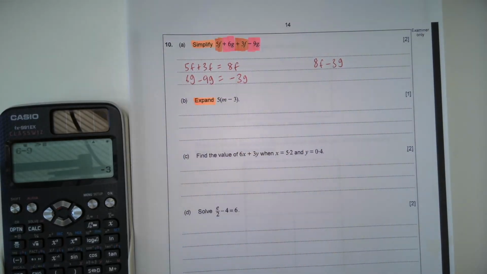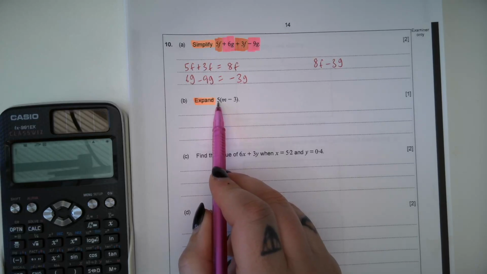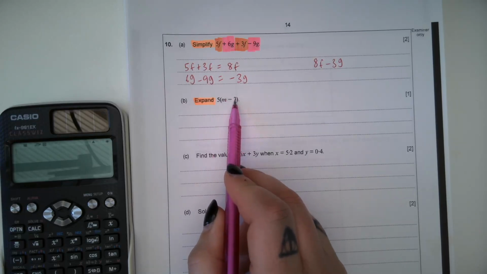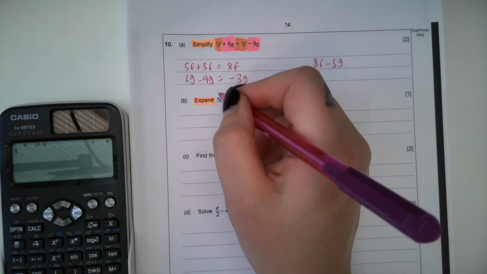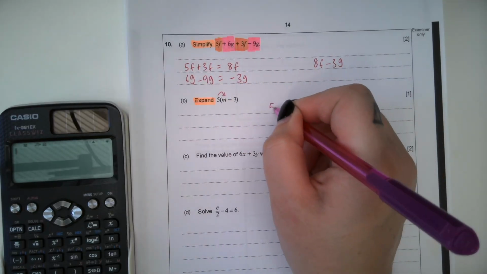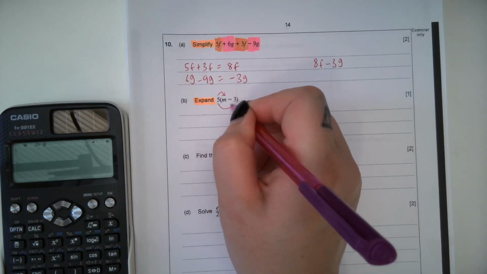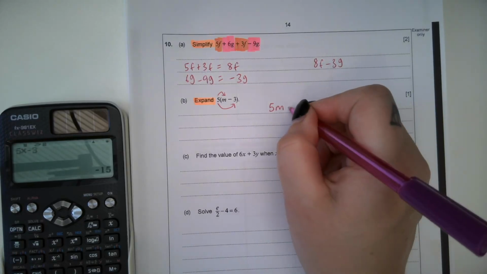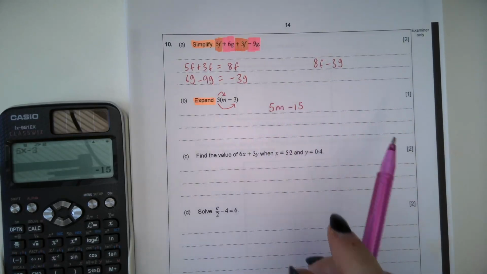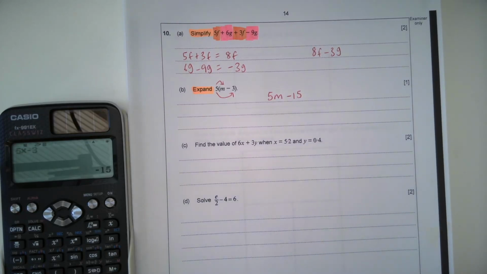Part B. Expand 5 multiplied by m subtract 3. So we're expanding brackets. Many different ways you can do this, guys. What we have to do is make sure that everything on the outside gets multiplied by everything on the inside. So the 5 has to get multiplied by m and by negative 3. So 5 multiplied by m is 5m. 5 multiplied by negative 3, if you don't know your negatives very well, guys, stick it in your calculator, that's minus 15. And that expression there is our solution.